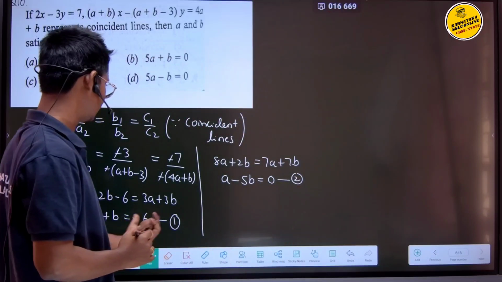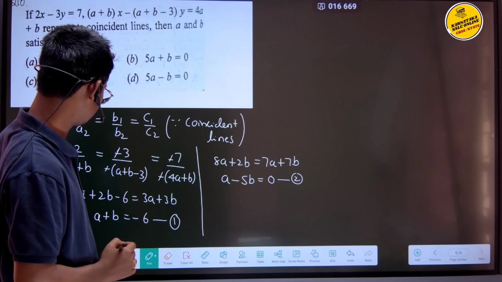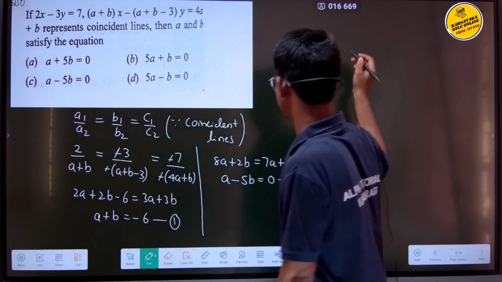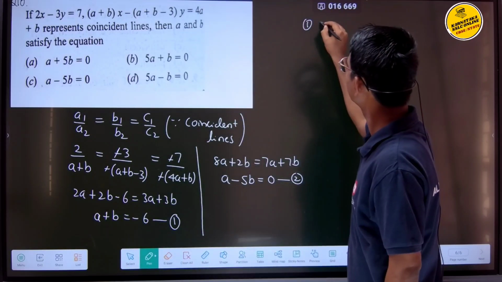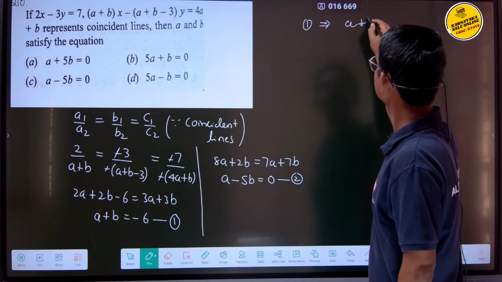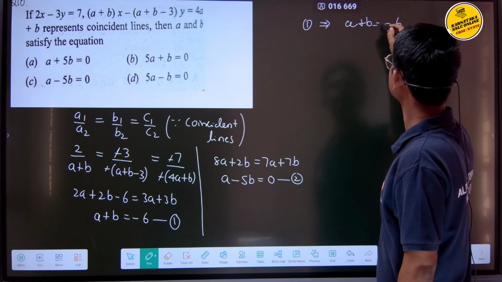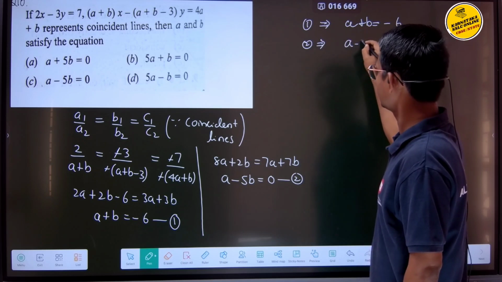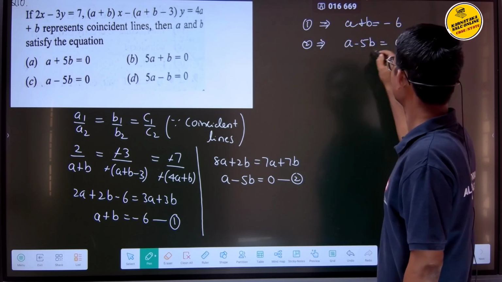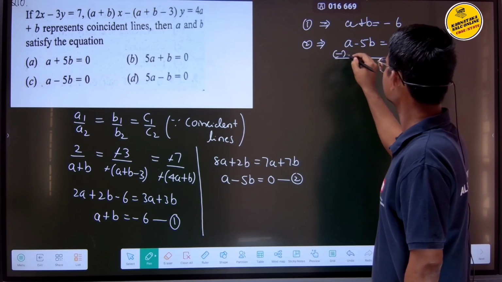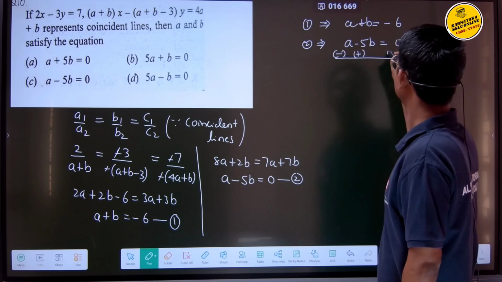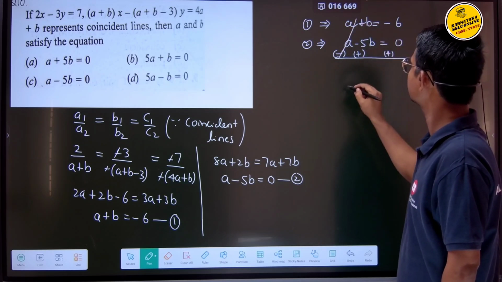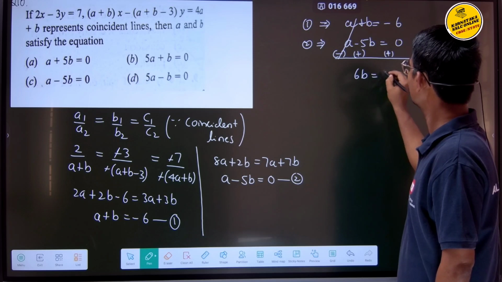Now I need to simplify these two, so I can eliminate a. This time I'll write step by step. The first equation is a plus b equal to minus 6. The second equation is a minus 5b equal to 0. When I change the sign I am subtracting, so the a terms get cancelled. So plus b plus 5b will be 6b equal to minus 6.